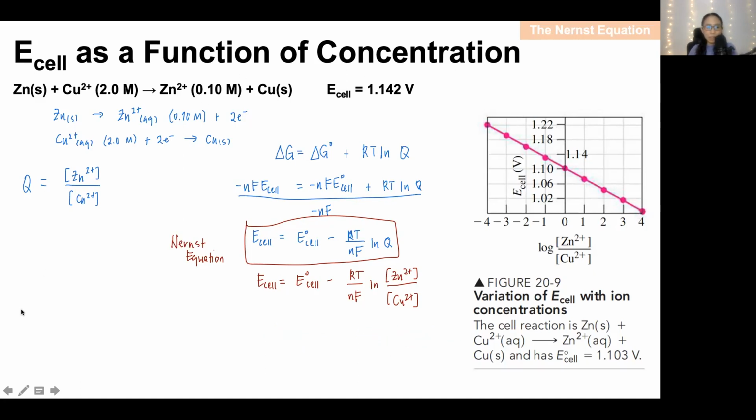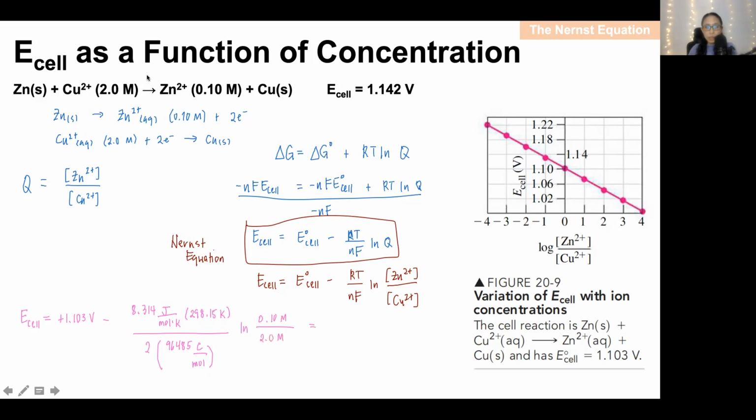So E cell is equal to positive 1.103 volts minus 8.314 joules per mole per Kelvin times 298.15 Kelvin over 2, the electron number is 2 as seen here, times 96,485 coulombs per mole. Ln, concentration of zinc is 0.10 molar. Concentration of copper is 2 molar.